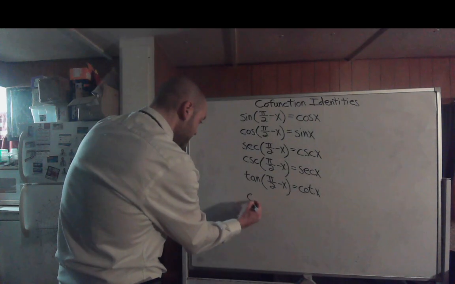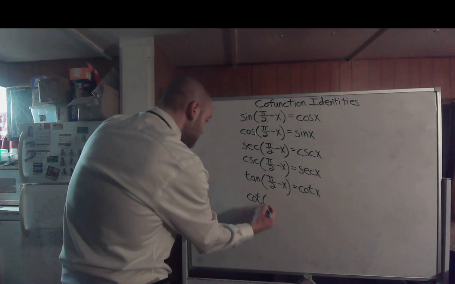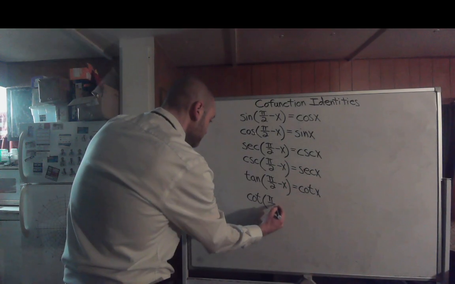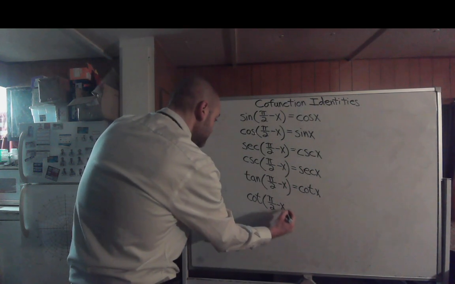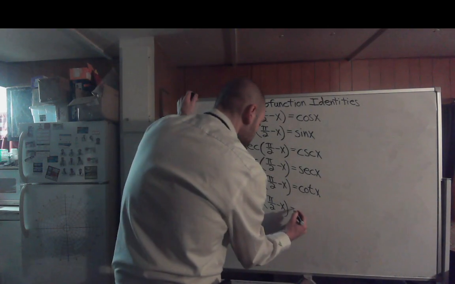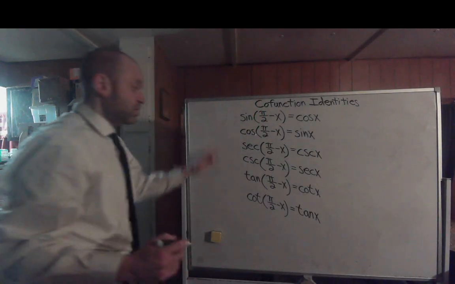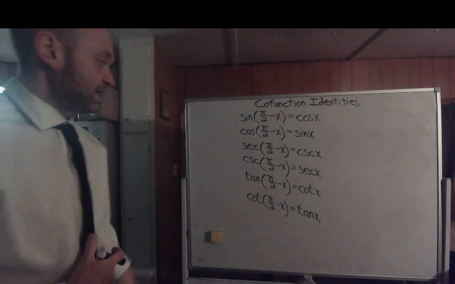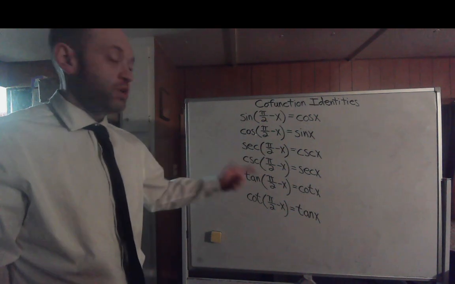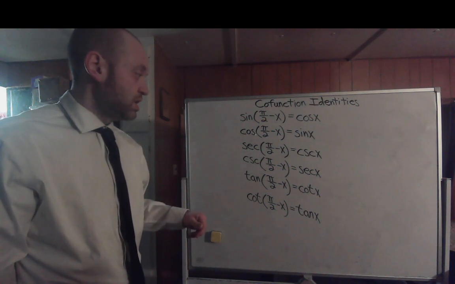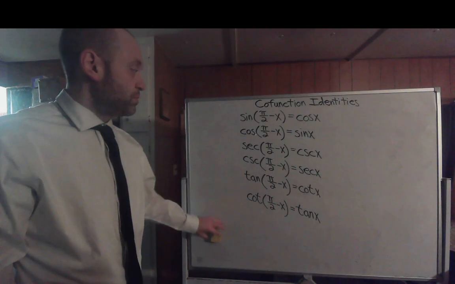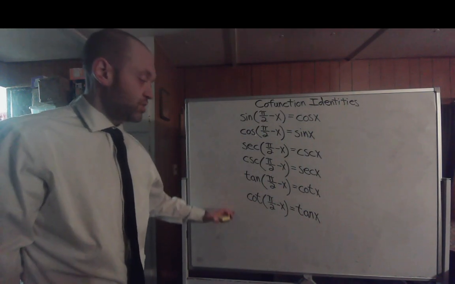And then if I did the cotangent of pi over 2 minus x, I would end up getting the tangent of x. So these are all your cofunction identities, and you could put in any angle and you would see that it's true. So these are all your cofunction identities.